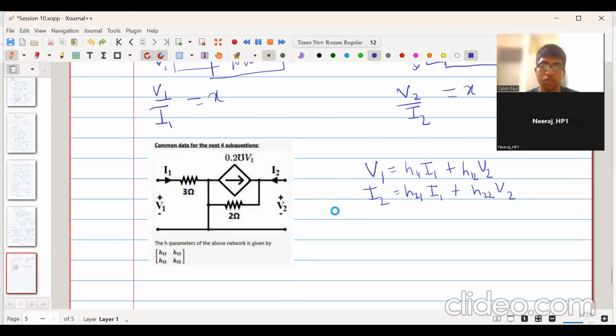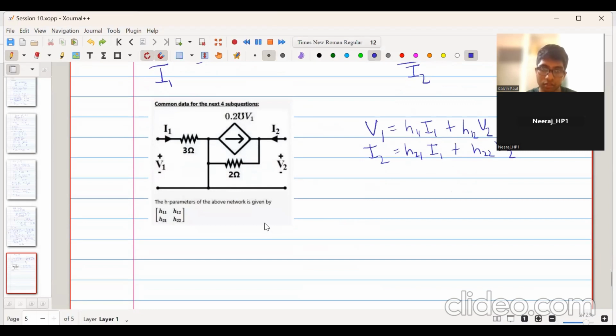Now we know this relation. Now we will try solving this sum. We apply KVL in this loop. What do we get? We will get V1 is equal to 3 into I1. Any doubts in this step?